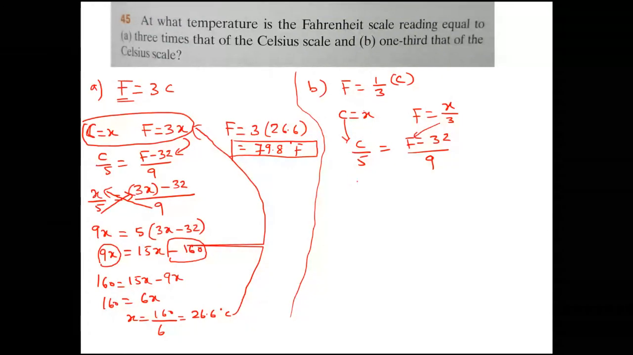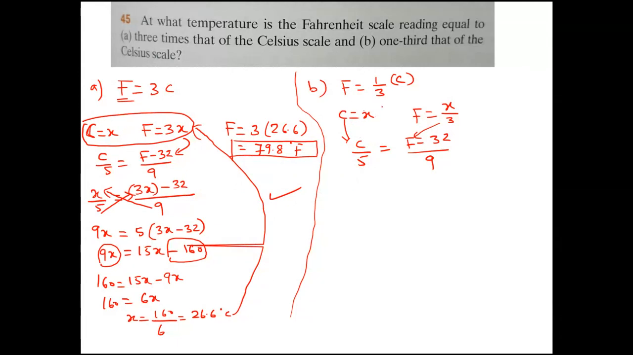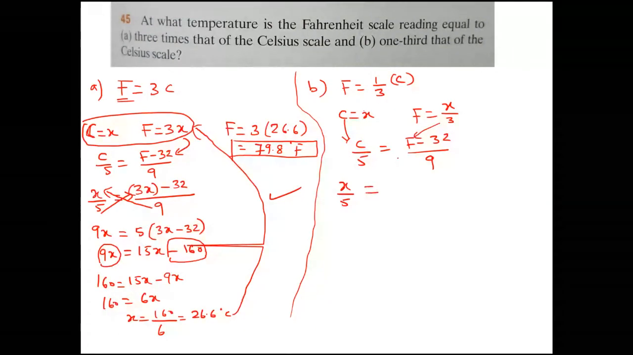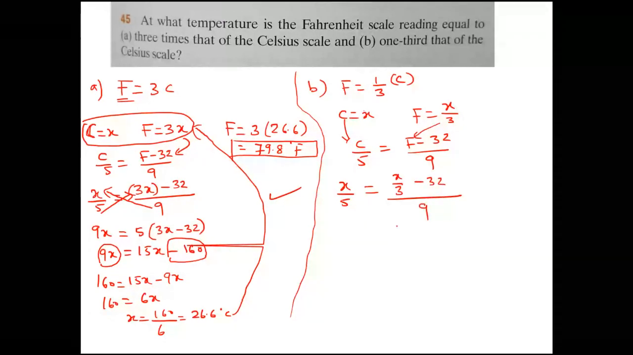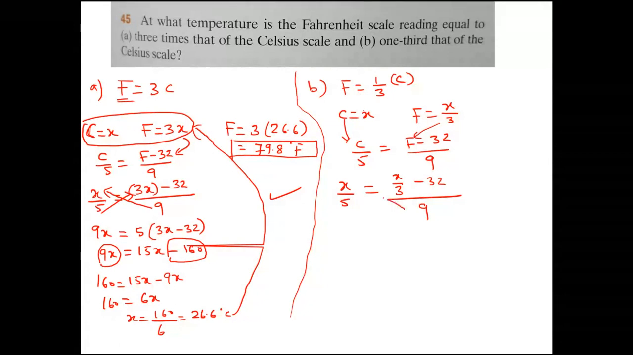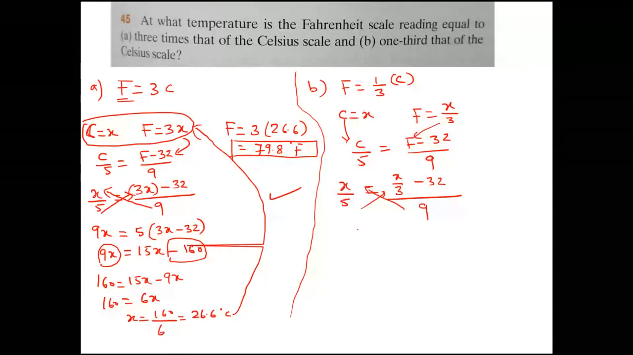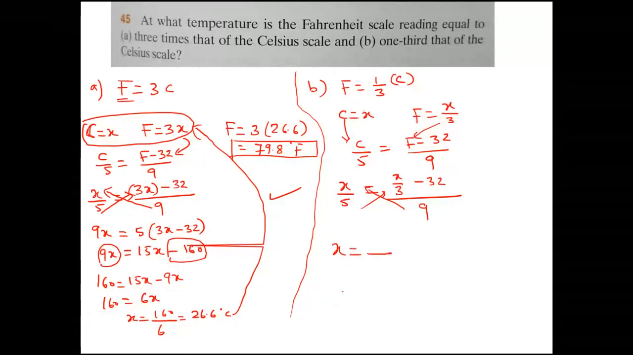In the same way as I explained just now, what you have to do is substitute the value of x here. So if you substitute the value, this becomes x over 5. And here, when you substitute the Fahrenheit, this becomes (x over 3 minus 32) divided by 9. Now move this 9 to the left hand side, move this 5 to the right hand side. When you simplify this equation, you will get the value of x.